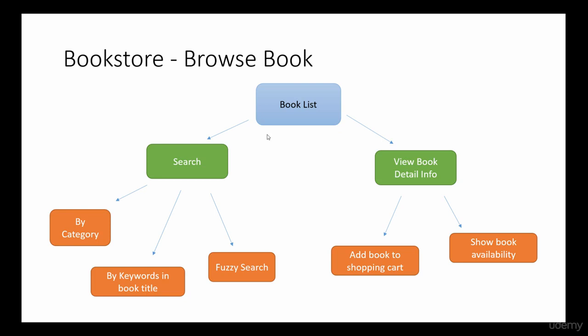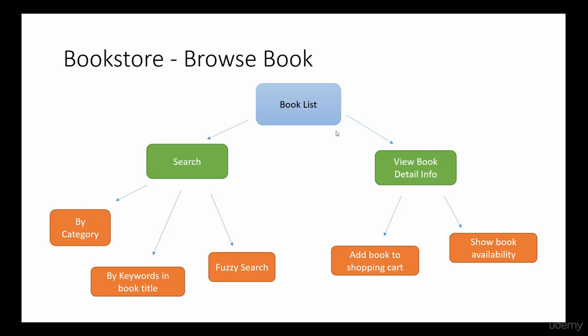And the user can do some searching to find books that he wants. He can search by category, or he can search by the keywords in the book title, or do some fuzzy search, like any words that appear in either book title, author's name, or description, etc.